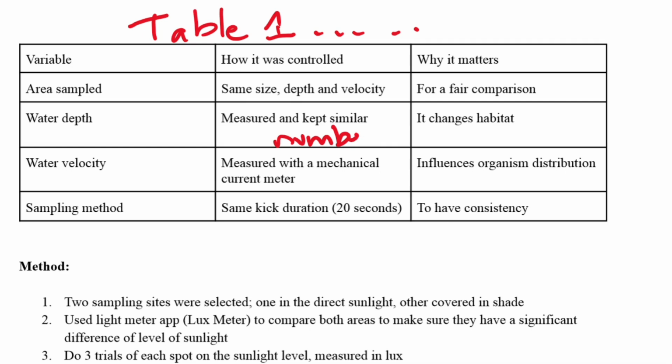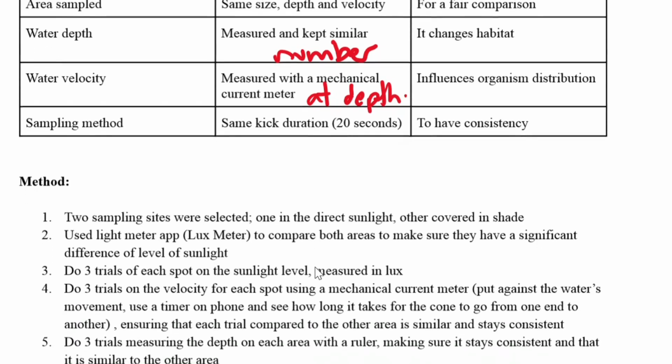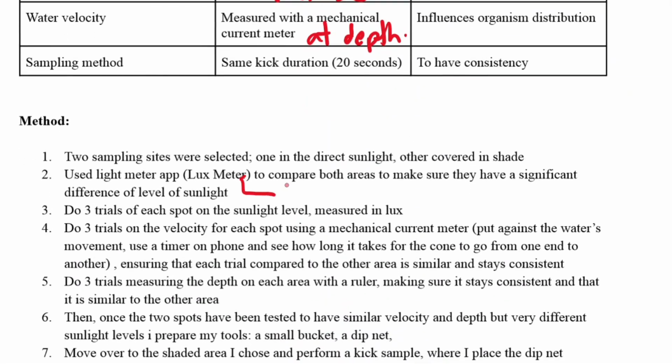Measure and kept similar. Would you give yourself a mark for that? Waffle. At what depth? You need to add numbers for this column. Looking at your method. Okay, use Luxmeter on what phone? We need more details. 3 trials in each spot. What spot? Is this the center of a quadrat, center of randomized coordinates? Maybe this step needs to be moved to after you've actually done something about identifying your randomized coordinates.